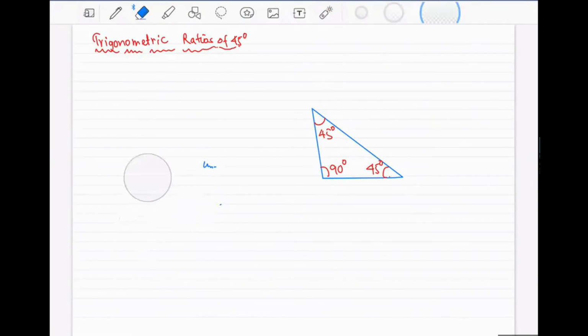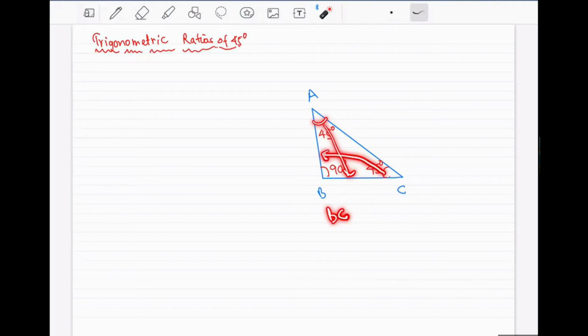So keeping in mind this theorem that you have already learned, I think it was in class 8, here we have got two angles which are equal, right? Let me name this. This is A, this is B, this is C. What's the side opposite to this 45 degree? Right here. What's the side opposite to this other 45 degree? Right here. So the side opposite to this angle A is BC. The side opposite to the other 45 degree is this AB. So according to the theorem, AB will be equal to BC.